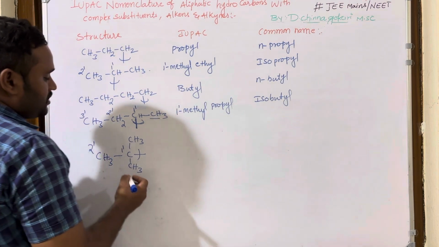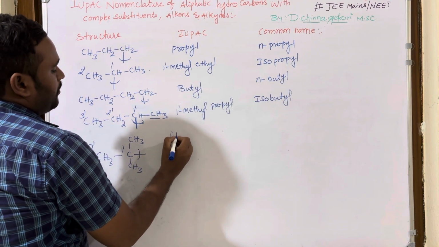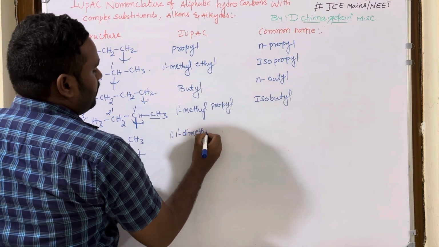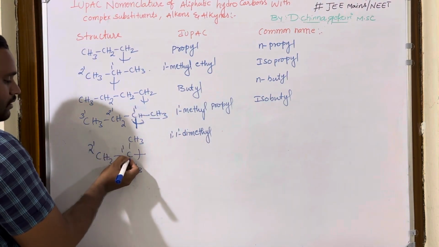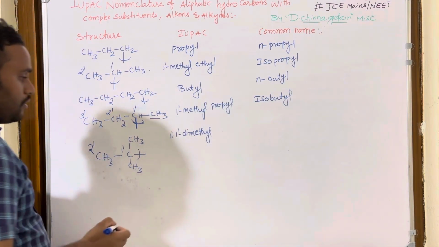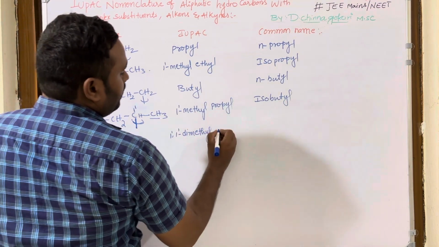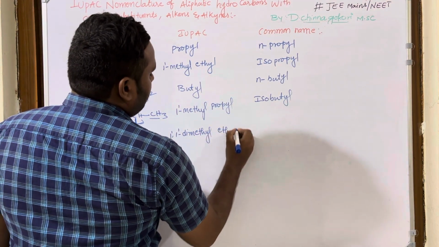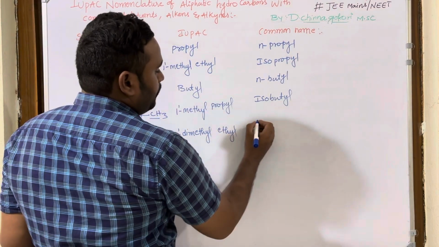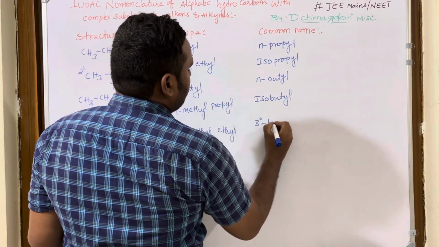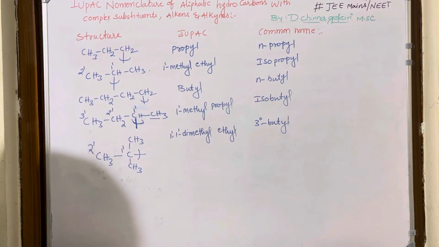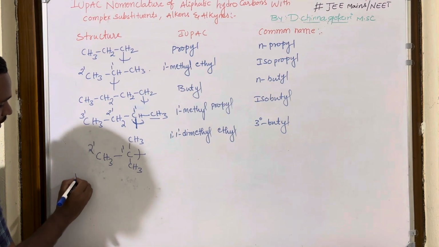So now what is the IUPAC name? 1 prime, 1 prime dimethyl, and here it contains 2 carbon atoms in the longest carbon chain, that is 1 prime, 1 prime dimethylethyl. Okay. Next what is the common name here? Common name of this compound is tertiary butyl. It is called tertiary butyl.